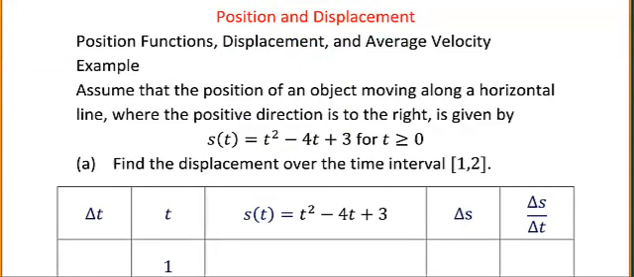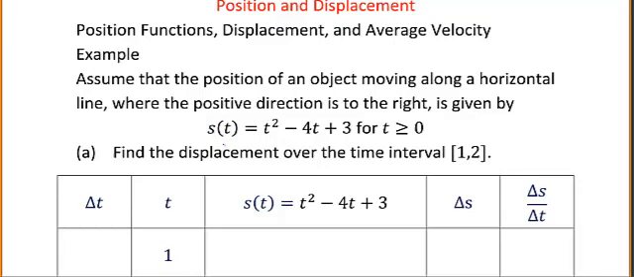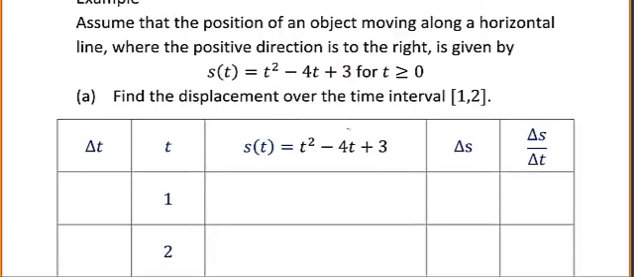So what we want to do is talk about displacement and average velocity. And remember, our function here now is s of t, which gives us position. Given our position function, s of t is t squared minus 4t plus 3. We want to find the displacement over the time interval from 1 to 2. Well, t is going to go from 1 to 2. Notice that there's a change in t, which we'll call delta t, is equal to 2 minus 1. That would be 1.